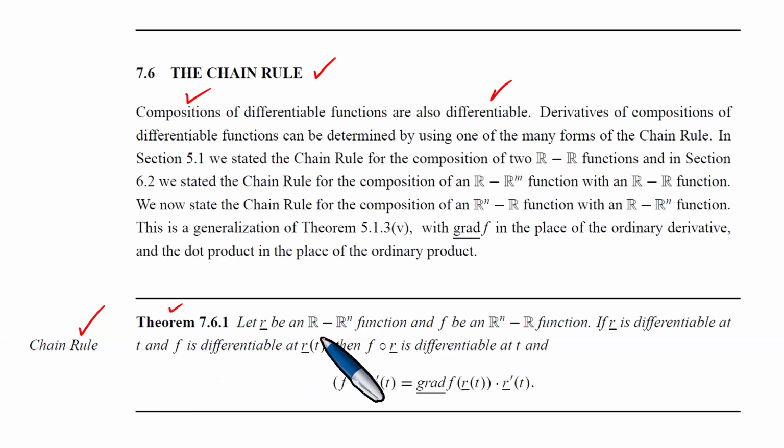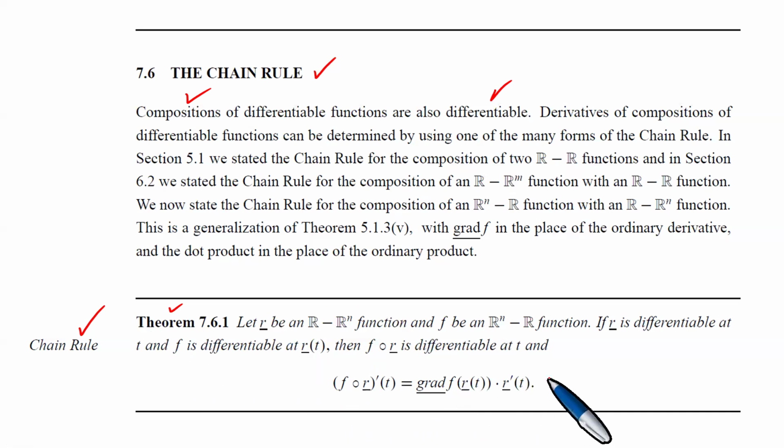7.6.1: let R be an R to Rn function and f be an Rn to R function. So we're dealing with two functions where R is a map, a function from R to Rn, and f is an Rn to R function. So in other words, f does the opposite, and it runs from the codomain to the domain of the function R. If R is differentiable at t and f is differentiable at the vector function R of t, then the composition of the two functions f and R is differentiable at t, and the derivative of the composition is the gradient of f of R of t dot R prime of t. All right, so we have exactly that.